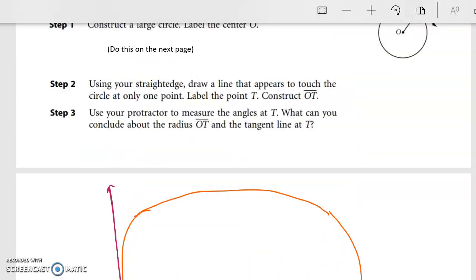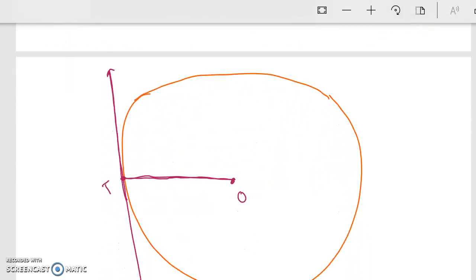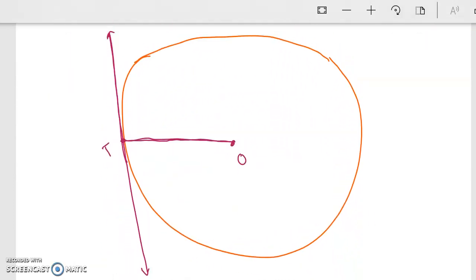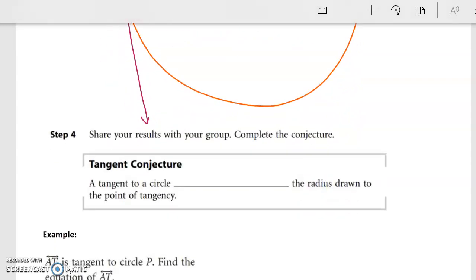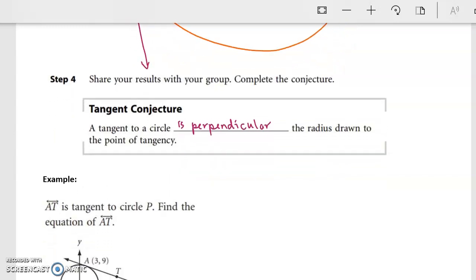So what I want you to do is go ahead and measure this angle created here. You can use your protractor to measure the angles at T. So go ahead and line up your protractor and measure this angle and measure this angle. You should see, hopefully, that they are 90 degrees. So that means the tangent to a circle is perpendicular at the point of tangency to the radius drawn to the point of tangency, excuse me.